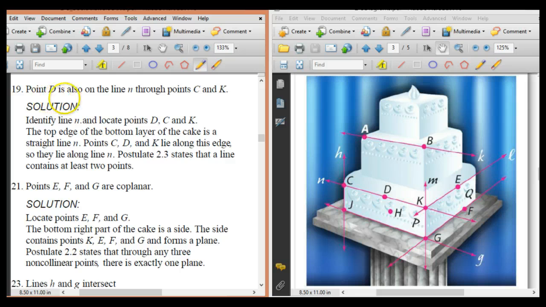So that's the first part of our answer, showing how the picture illustrates what is being said here. So points C, D, and K lie along this edge, so they lie along N. The second part is we want to give a postulate proving that it's true, which is postulate 2.3, which states that a line contains at least 2 points. So in this case, there are 3 points, so it has to contain at least 2. Therefore, the truth that C, D, and K will all be on that line is verified.